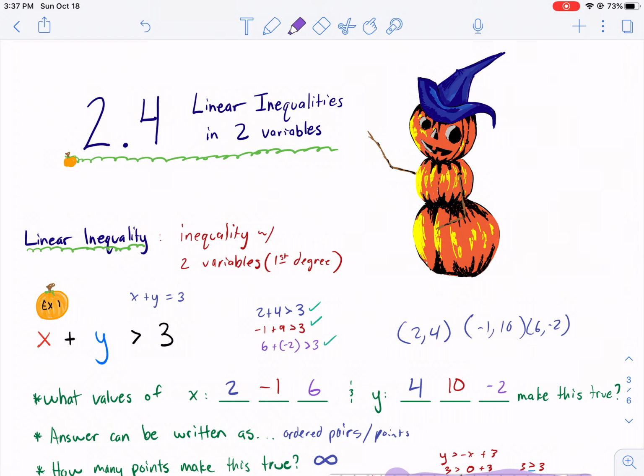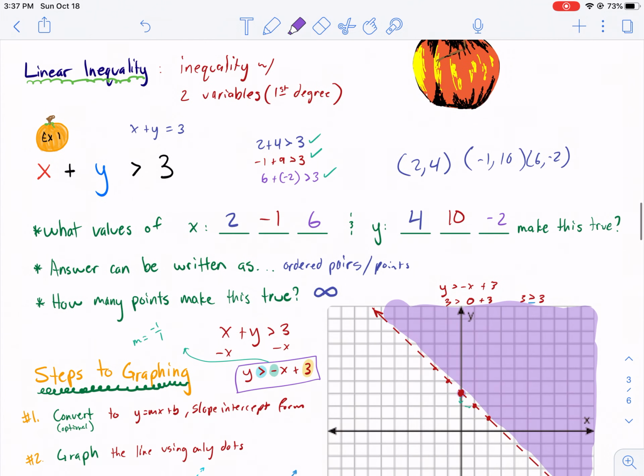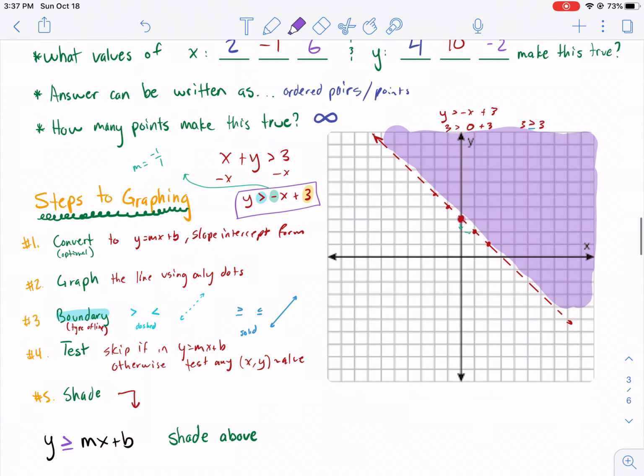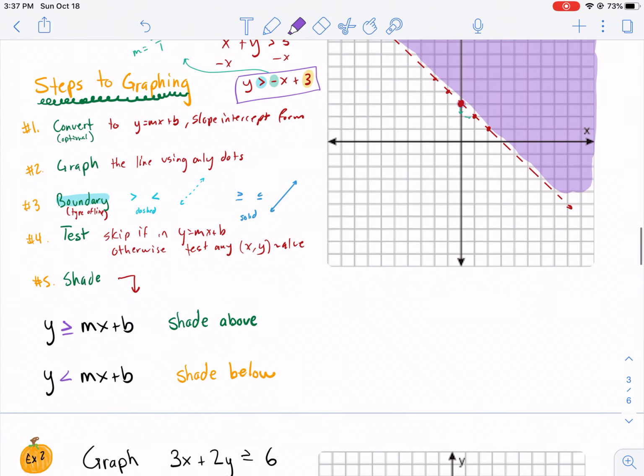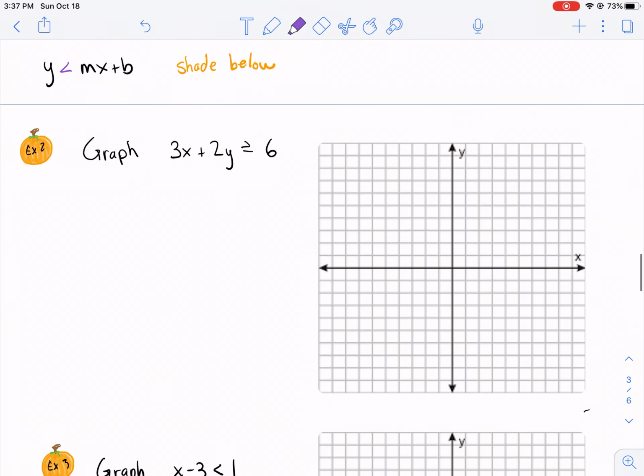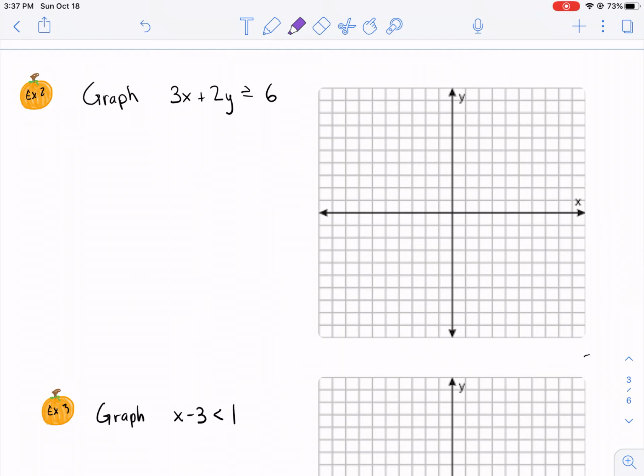Welcome back, everybody, to section 2.4. I'm going to move on to the examples that we talked about using the algorithm from part 1, the steps to graphing. So let's go ahead and apply it to example 2.